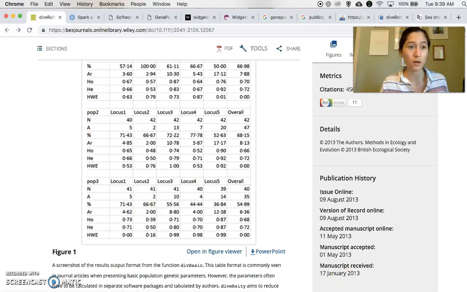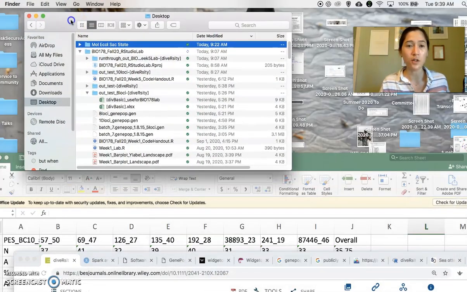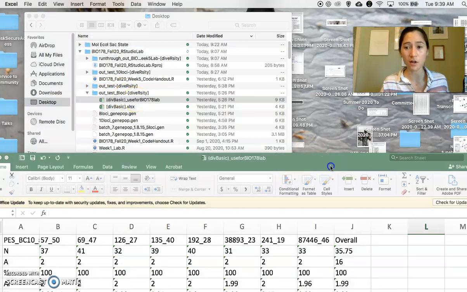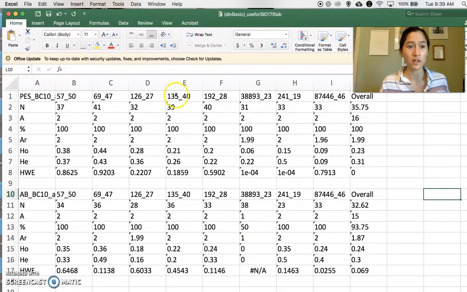So remember when we executed that command, what we did is create an Excel file. So if we go to our folder, which should be Fall 20 RStudio Lab on our desktop, there should be now a folder corresponding to your data from that R function you ran. So if you open that, which I have already done, this is what our data looks like. So again, to orient us, we have this top block here is for the northern grouping. This bottom block is for the Southern California grouping.